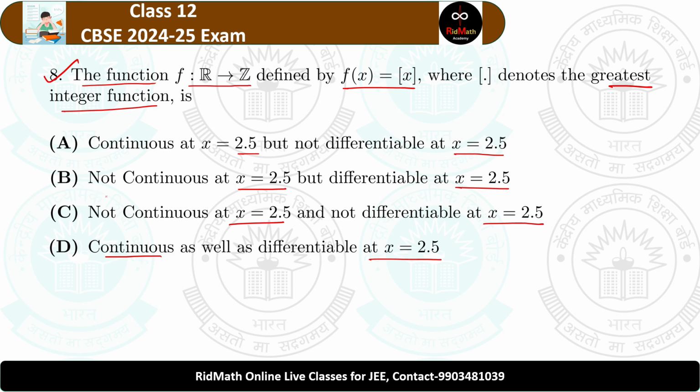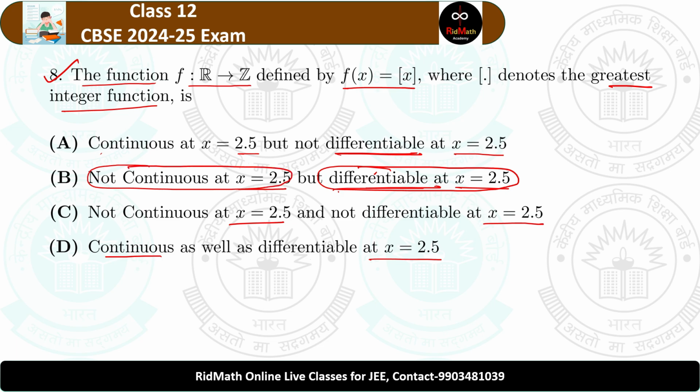So continuous but not differentiable, this can happen. Not continuous but differentiable, this cannot happen, because if the function is differentiable at 2.5, then it has to be continuous. There was a theorem that if differentiable, that implies continuous, but not vice versa. So this option is incorrect. Now we have to check A, C, D. So the function f(x) equal to box x.